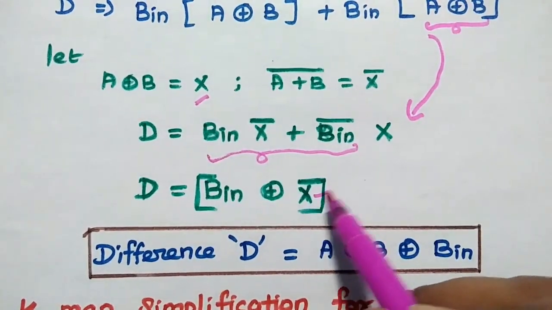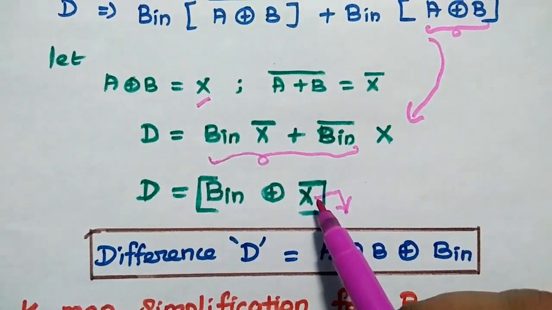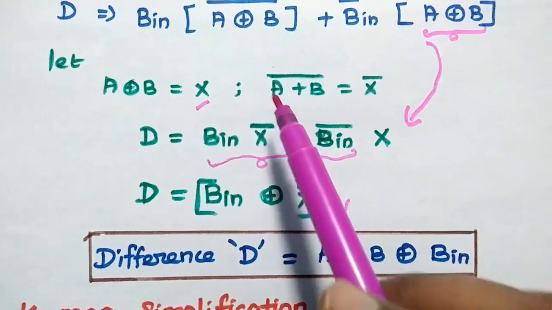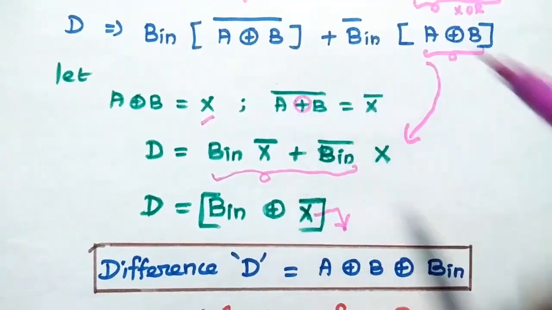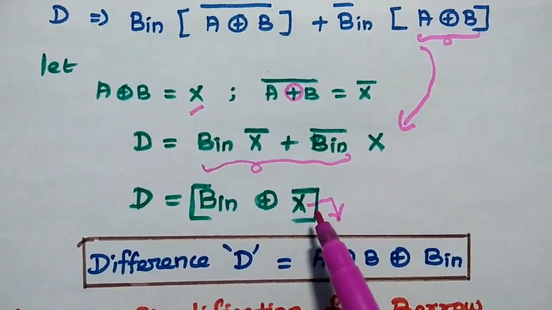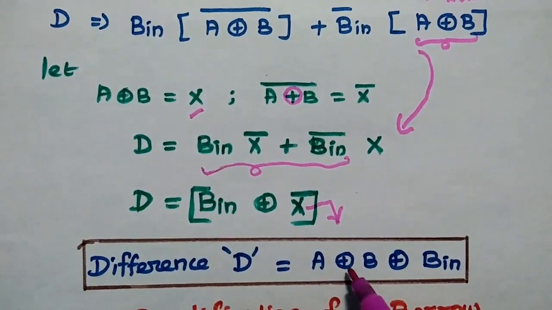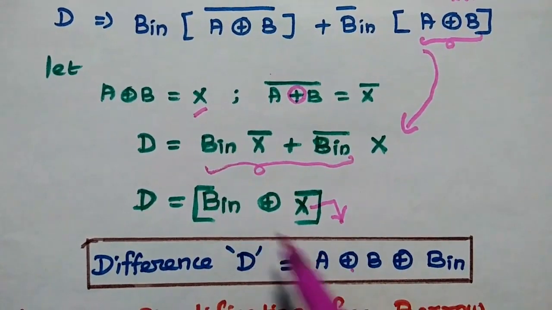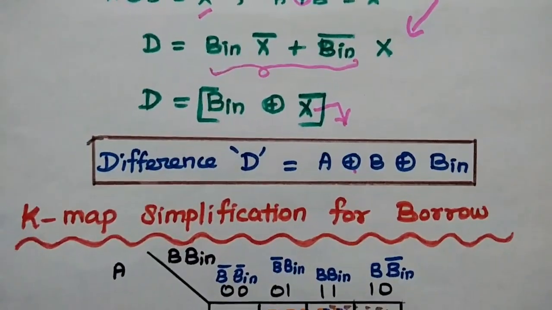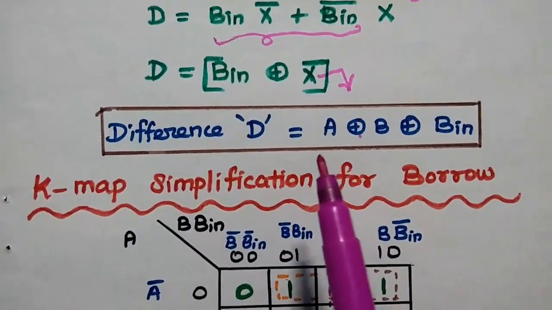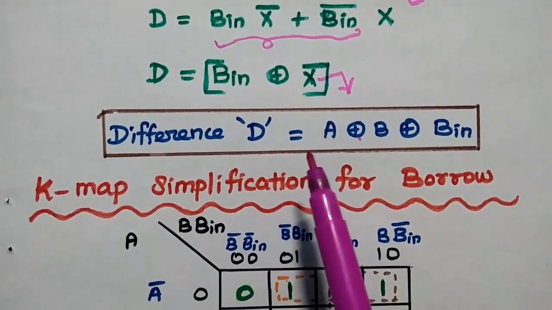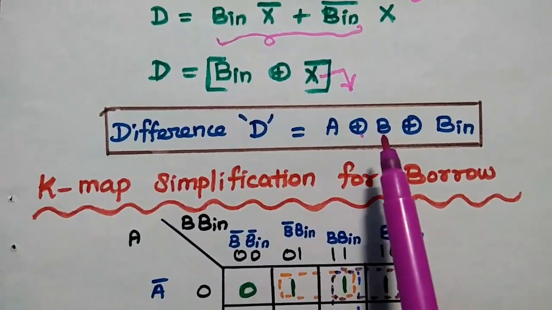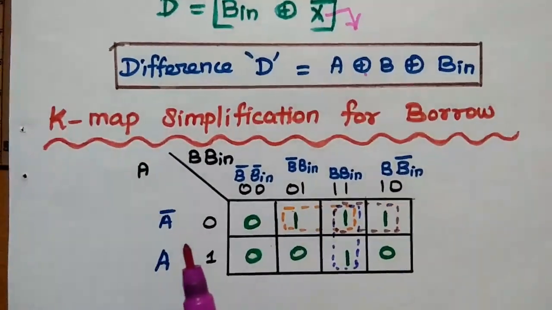In the next step, we can replace this X with the given value A XOR with B. So here we can replace this X with A XOR with B XOR with B in. So this is the difference Boolean expression. This is the Boolean expression for the difference: A XOR with B XOR with B in.